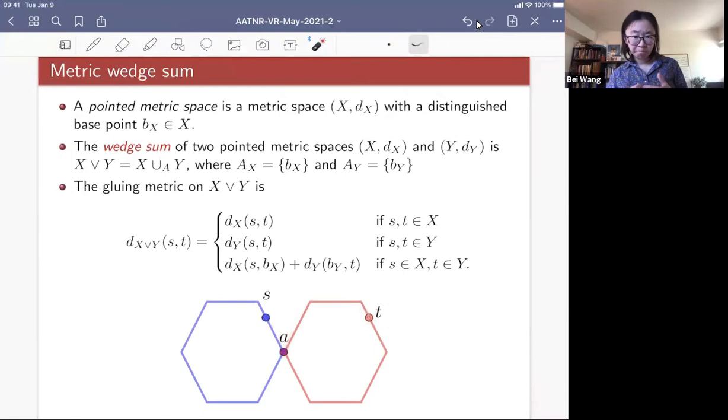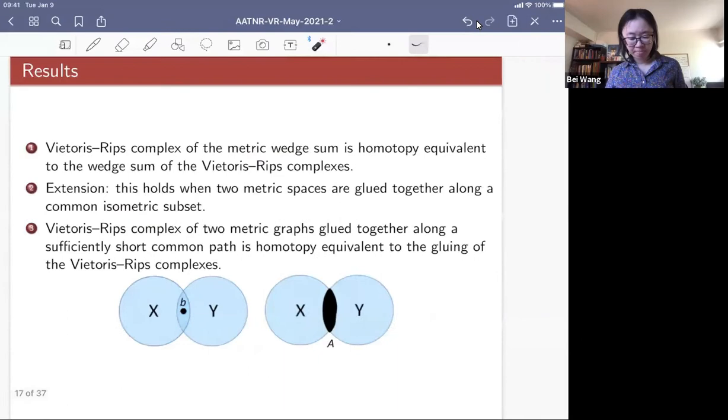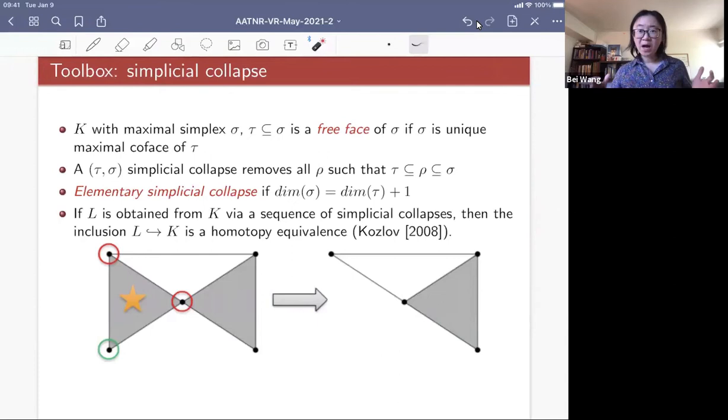Okay, so again, let's recall the results. We're going to talk about the homotopy type of the metric wedge sum. Then we go from the wedge sum, which is glued in one single point, to the wedge sum glued together along an isometric subset. And then we're going to move on to metric graphs. So I'm just going to introduce a bunch of things that are in my toolbox. Those are the things we use in our actual proof. I'm not going to go into the details of the proof.